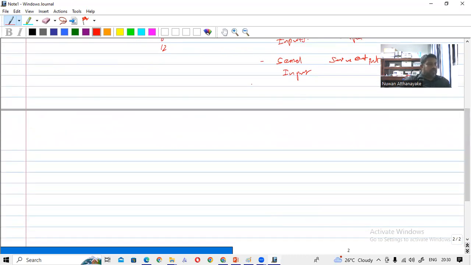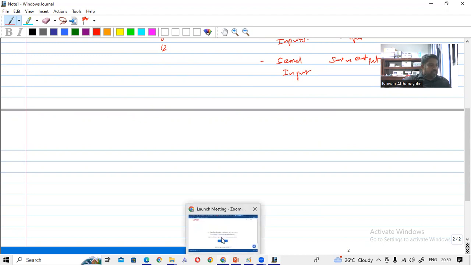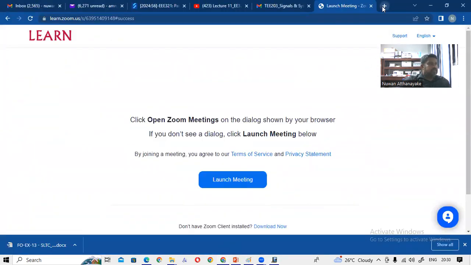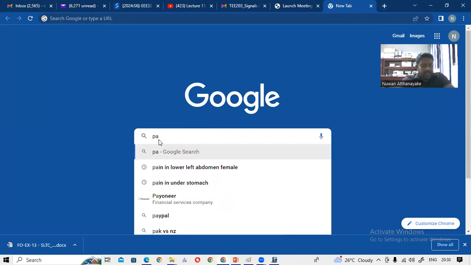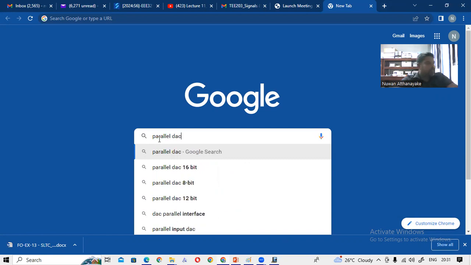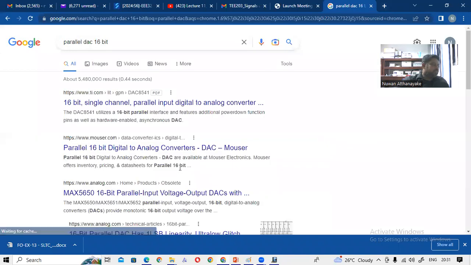So there are many digital to analog converters commercially available, so you can check them. If you want to find a parallel DAC, you can search for parallel DAC. You can see parallel DACs with many resolutions. Here you have 16 input pins and the output is 1 pin. Here you have 8 parallel input pins and the output is 1.